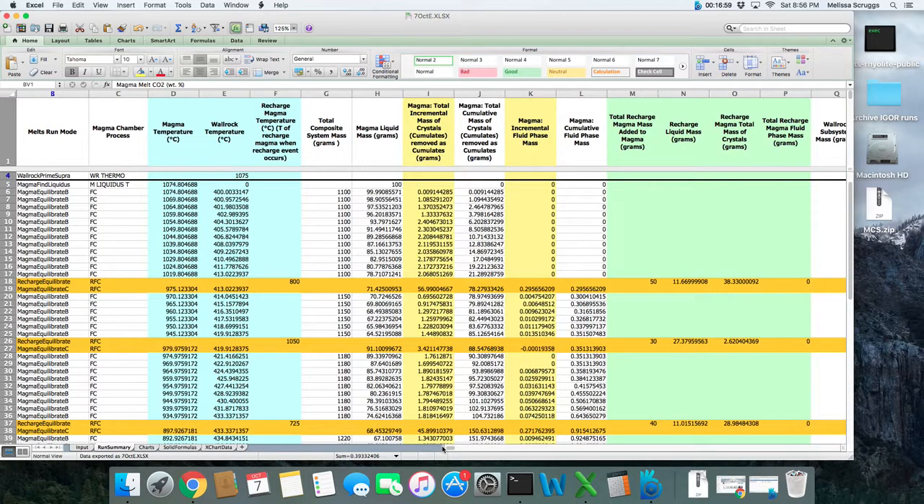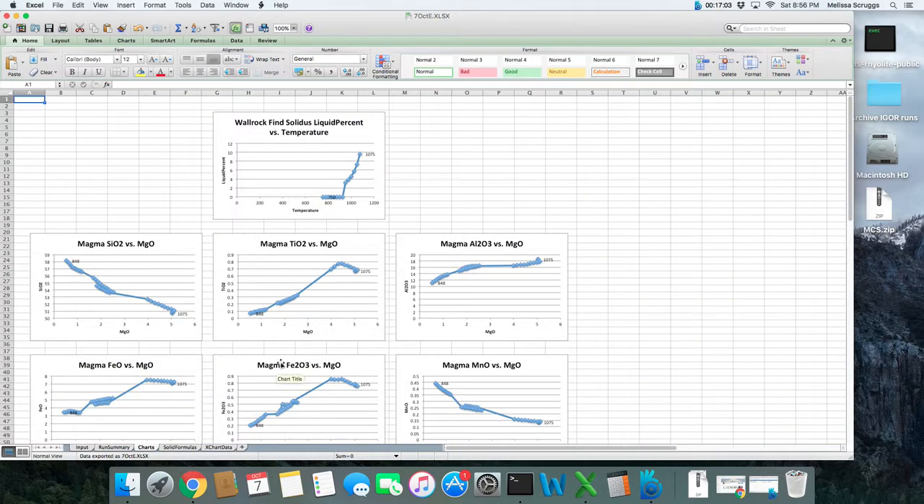So that's everything in the Run Summary tab. The next tab we have is our charts. During our MCS run, if you'll remember, we had the Harker diagrams that you've preset, whatever you want on the X and Y axis, and they change if you manually refresh them during the run, so you can actually see how the composition of the residual liquid in the magma is evolving. Here, they just print them out so you can copy and paste them. You don't have to remake them.